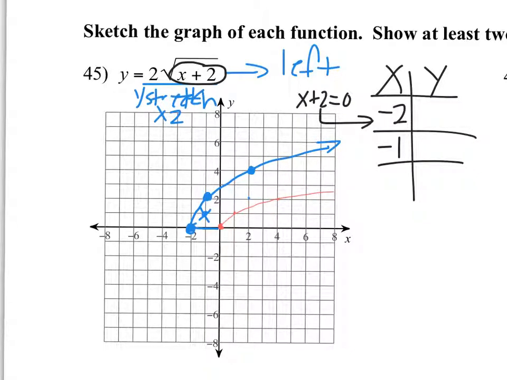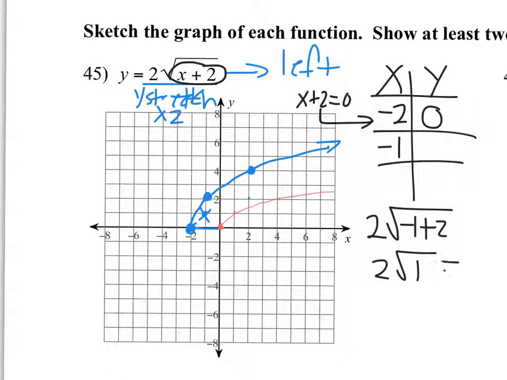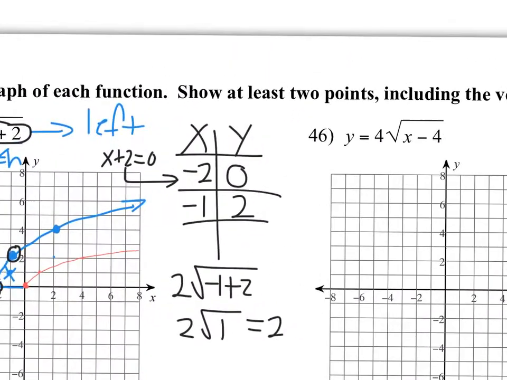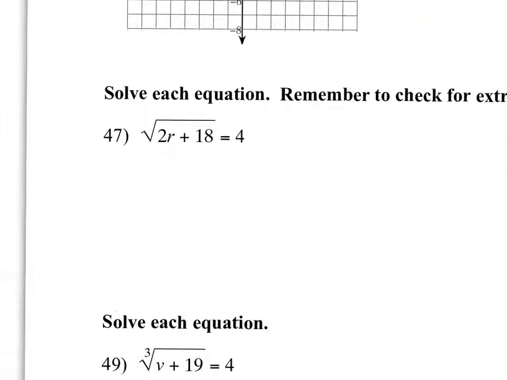And when I plug this in, we get 0 as our first y value. And if I plug negative 1 in, that's going to be 2 times the square root of negative 1 plus 2. 2 times the square root of 1 is going to be 2. We get the same 2 points that we got using transformations. So if you want to check your work, or if you want to just use plugging in points, as long as you get that vertex, I'm okay with that. You're not asked for domain or range or anything, so we can move on.